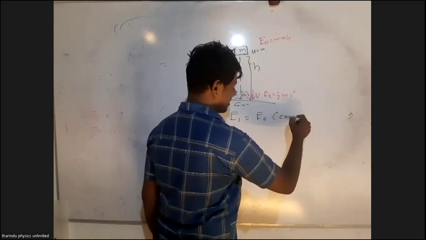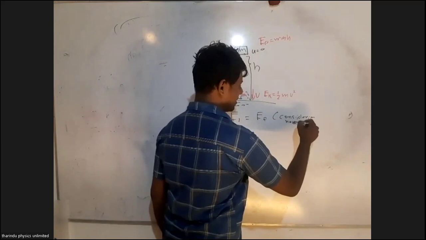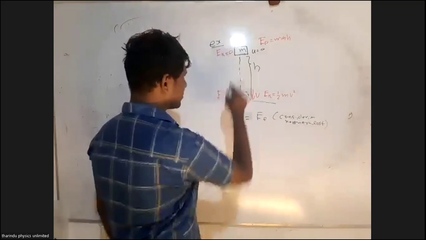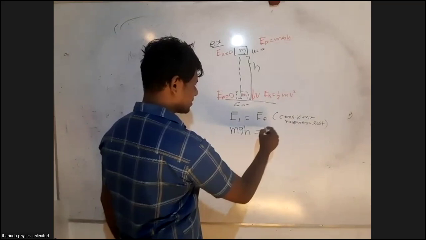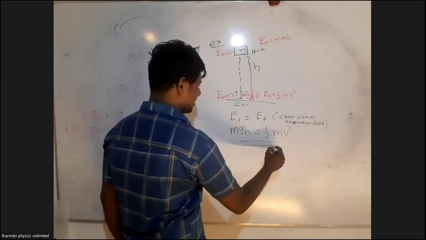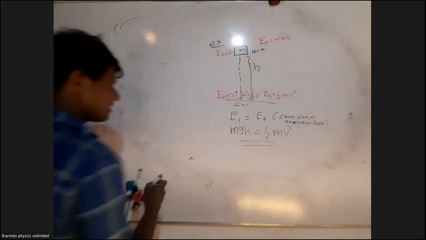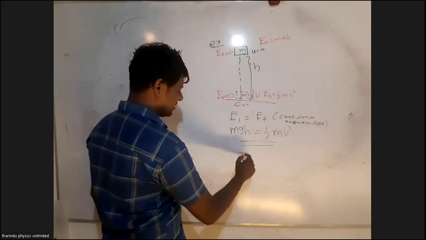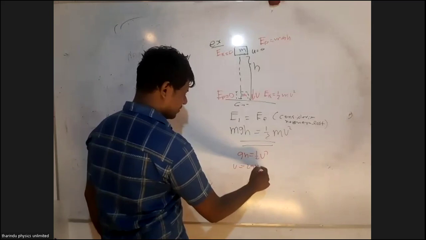considering no energy lost. If no energy is lost, you can take it like mgh is equal to half mv to the power 2. Don't cancel it off yet. Keep it as it is; later, during calculations, we can cancel m with m and get the final result. So you can get gh equals half v squared. So v is equal to the square root of 2gh.